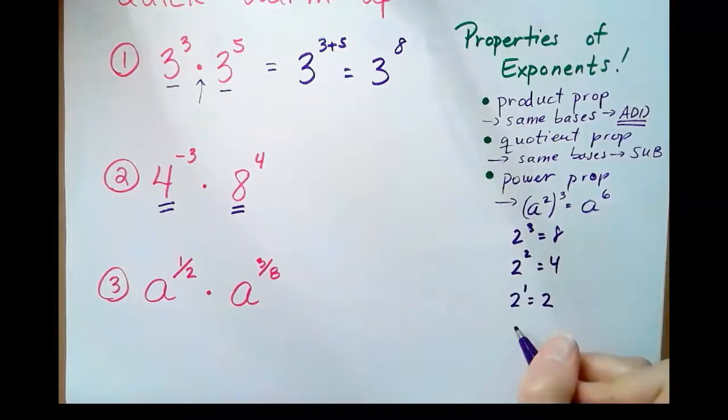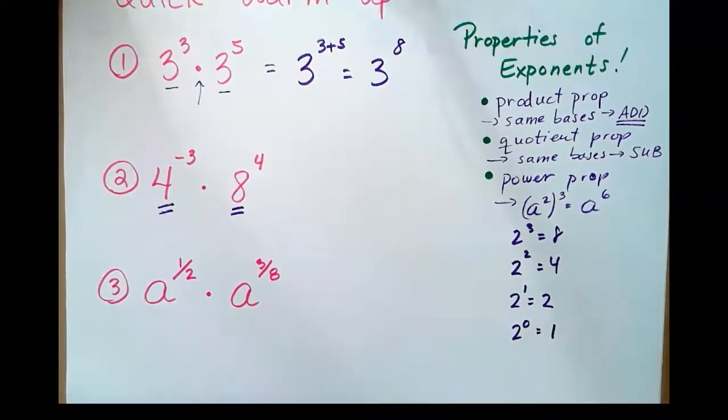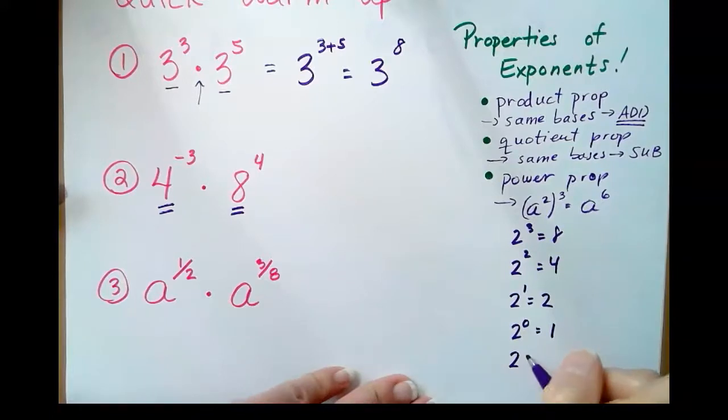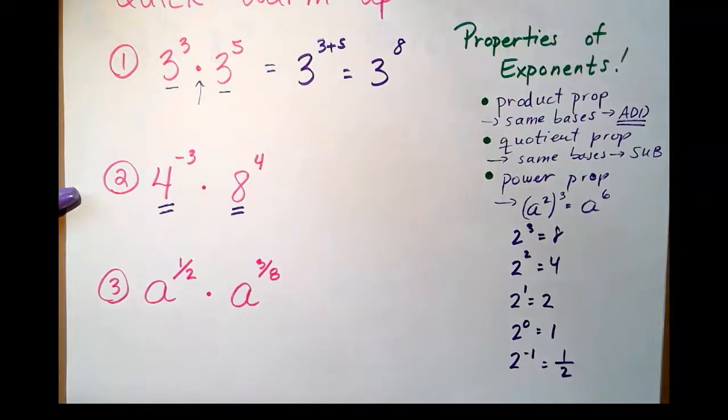If we keep going down, 2 to the 0, of course, 8 divided by 2 is 4, 4 divided by 2 is 2, 2 divided by 2 is 1. And we've also learned that negative exponents make reciprocals. They make fractions. So 1 divided by 2 would be 1/2. So those are some basic powers of 2.